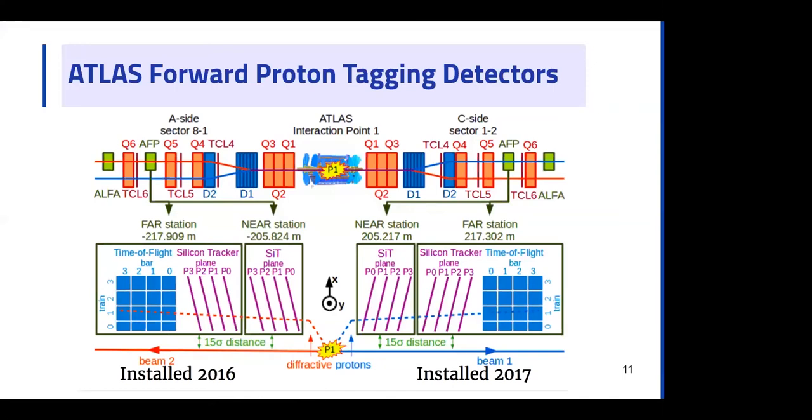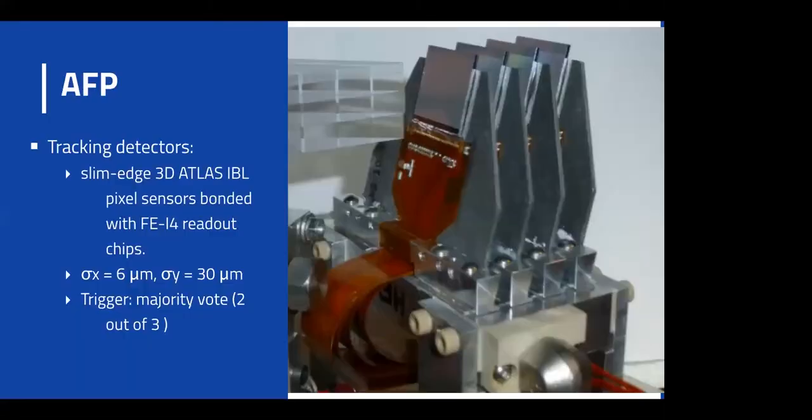The other forward detector I will talk about today is the ATLAS Forward Proton tagging detector, AFP. They are placed a little bit closer, and there are two arms on both sides of the interaction point, and they have different detectors. On one hand, we have silicon tracking planes in the first Roman pot, and in the second one, we have a silicon tracker and time of flight detectors. The real thing is shown here.